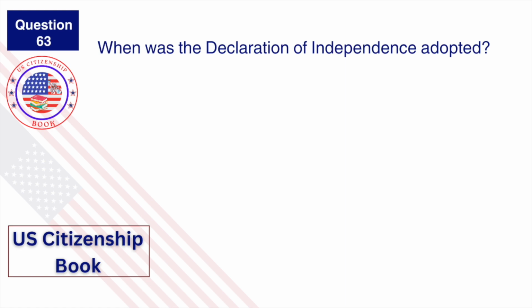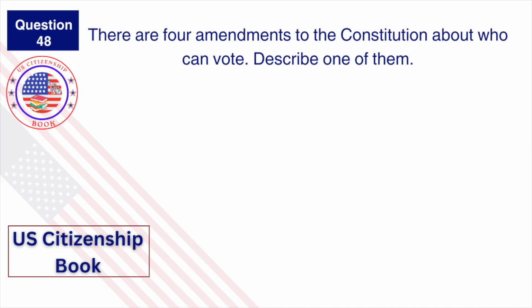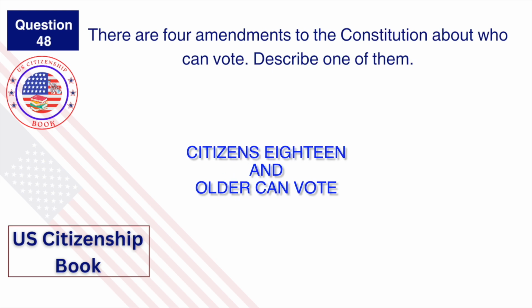When was the Declaration of Independence adopted? July 4, 1776. There are 4 amendments to the Constitution about who can vote. Describe one of them. Citizens 18 and older can vote.